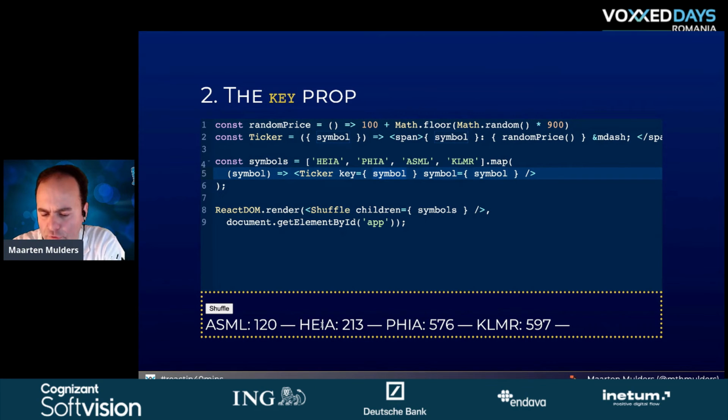So how is that possible? Because the key prop tells React the Heineken that you in the first render saw as the initial element of the array and the Heineken that is now the second element of the array are actually the same Heinekens. So you don't need to remove the element and recreate it. You can just move it around rather than removing it and recreating it.